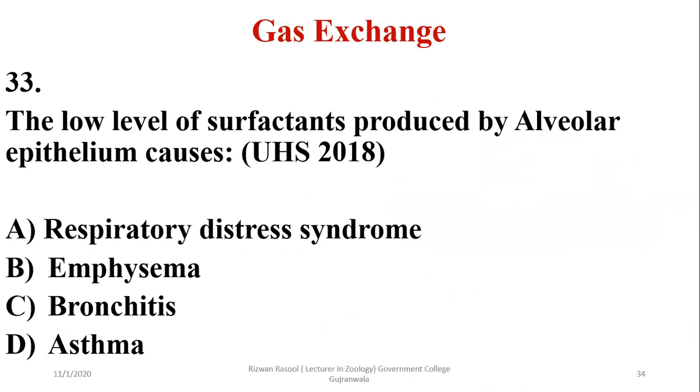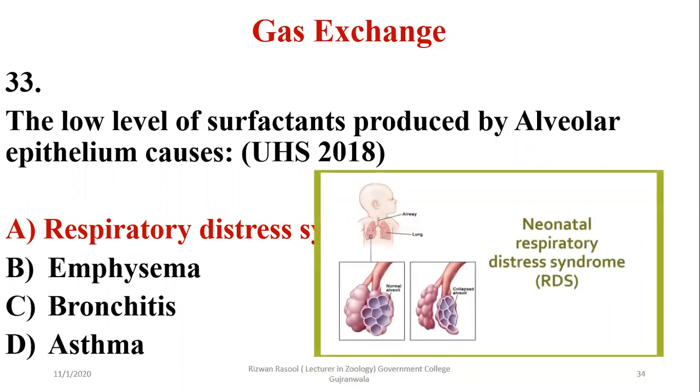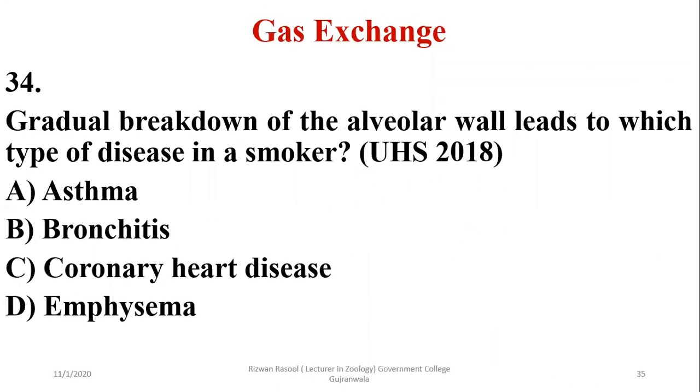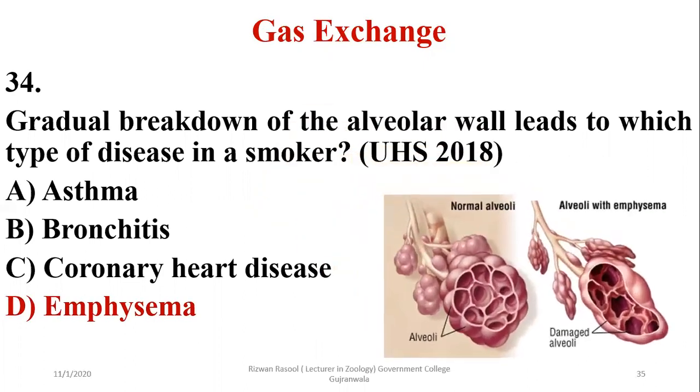The low level of surfactants produced by alveolar epithelium can cause RDS, respiratory distress syndrome. This portion has also been excluded in the recent syllabus. Gradual breakdown of the alveolar wall leads to which type of disease in smokers? It leads to emphysema. The K16 part has been removed in the latest revision of the syllabus for MDCAT students by PMC.